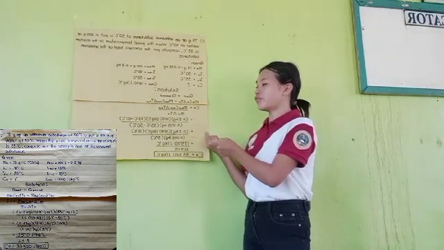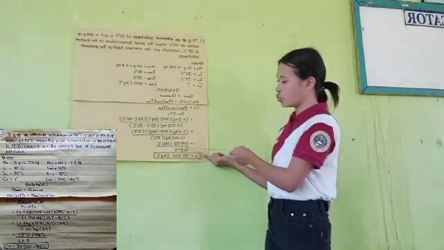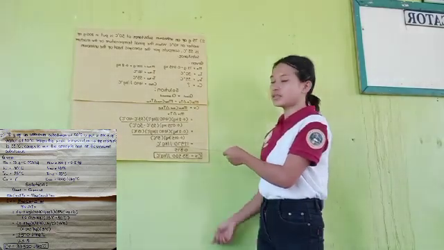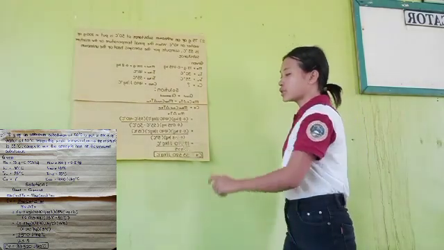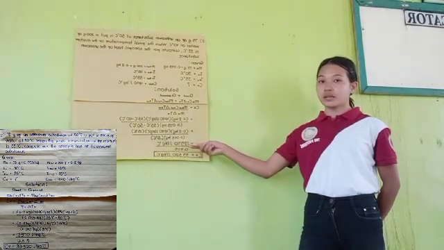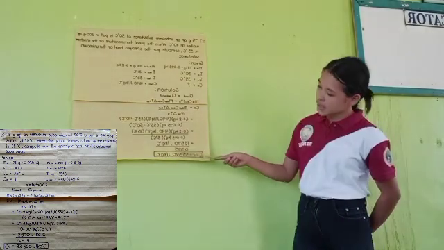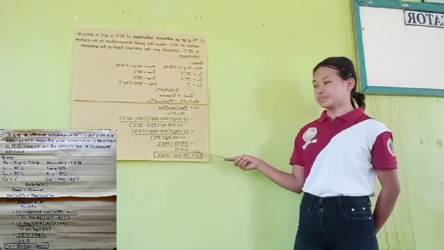0.2 times 4,190 times 15 is equal to 12,570 joules per kilogram degree Celsius, over 0.075 kilograms times 5 degrees Celsius, which is equal to 0.375.